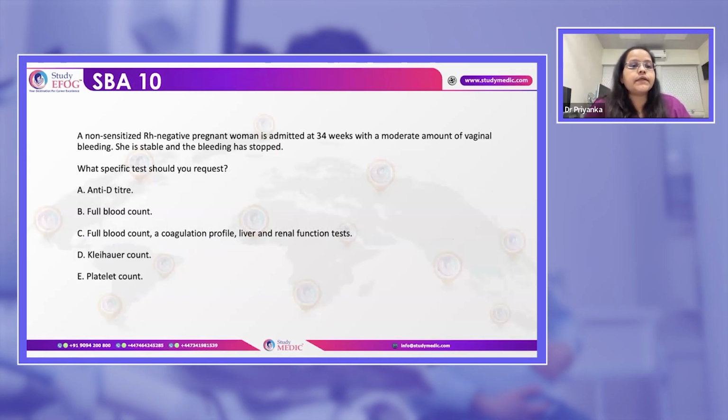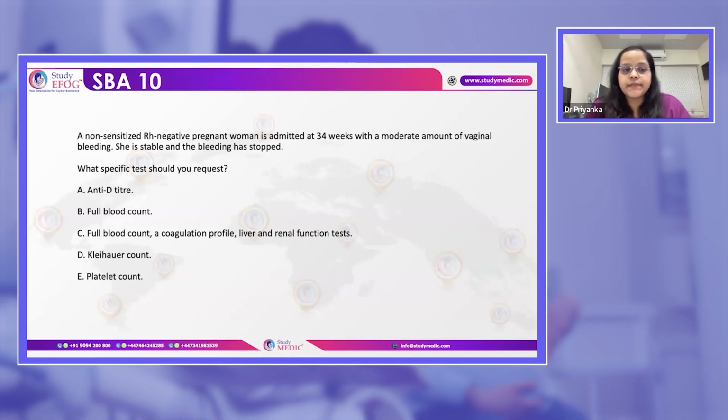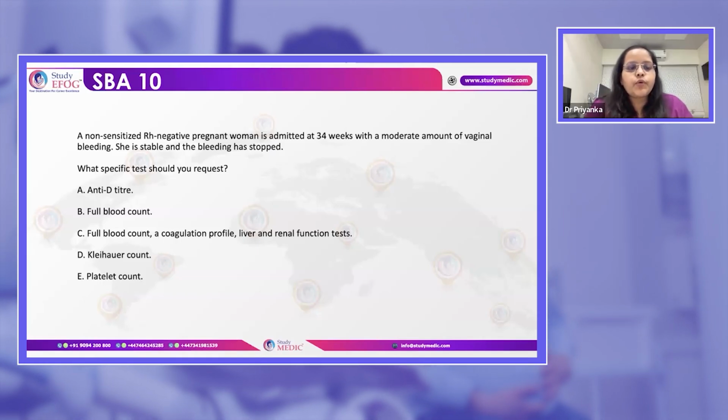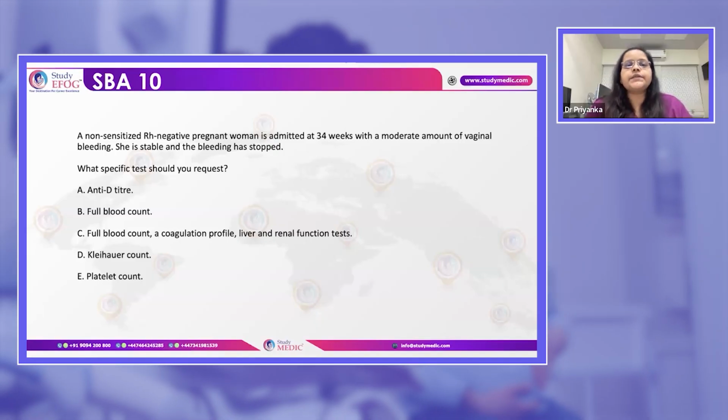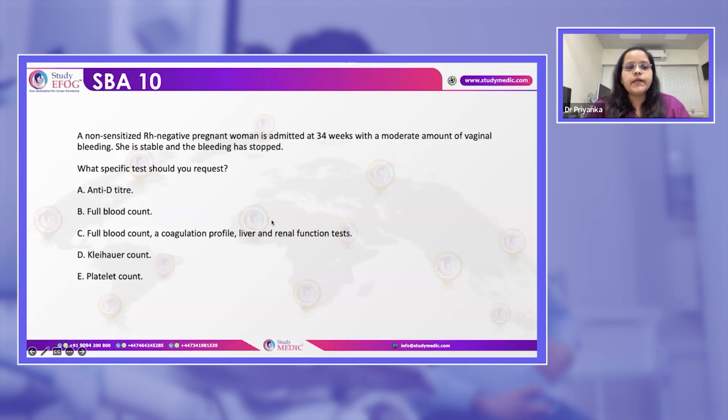Okay, so they are asking what's the buzzword here? What is the specific test for her? She is Rh negative. So she is having APH. So of course we are going to send the full blood count, coagulation profile, platelet count, all that we are going to send. But especially she is Rh negative and she has come with APH. So we are going to do the Kleihauer-Betke count. That is the Kleihauer test. The answer is D here.